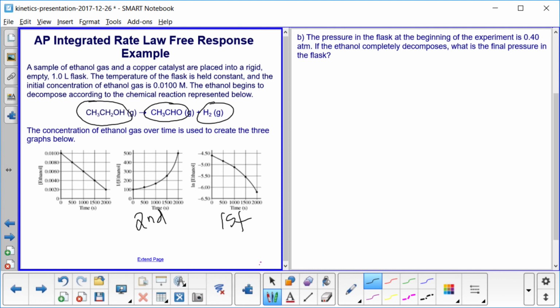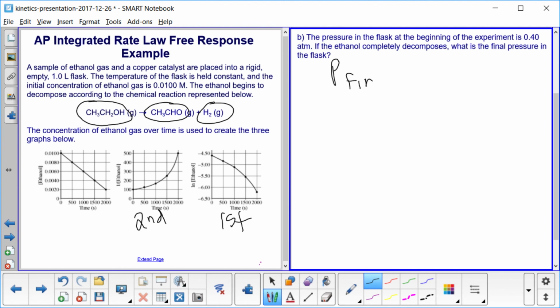And what that does, if I just think through my stoichiometric ratios as they relate to the pressure of gases, is it just doubles the pressure. So the final pressure is 0.80 atm, or atmosphere, which is 2 times the initial or original pressure. Okay, so there's a practice question from an AP exam related to integrated rate laws.